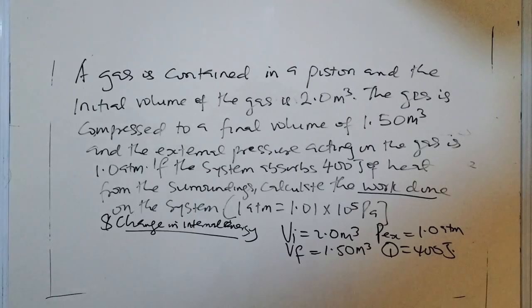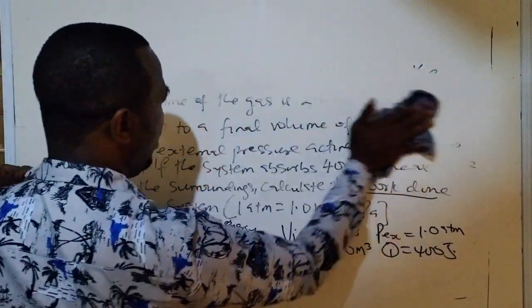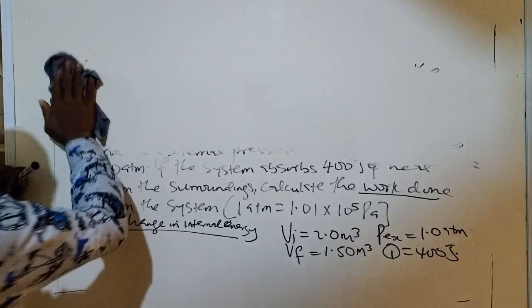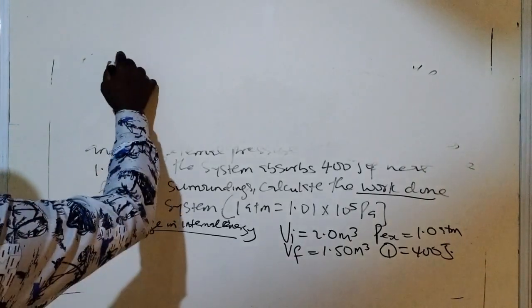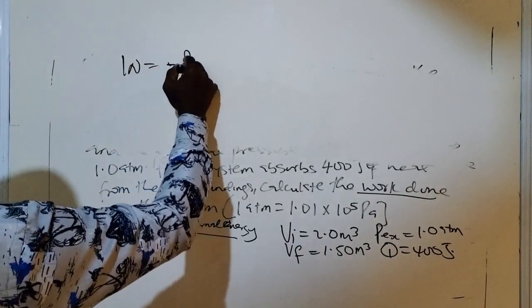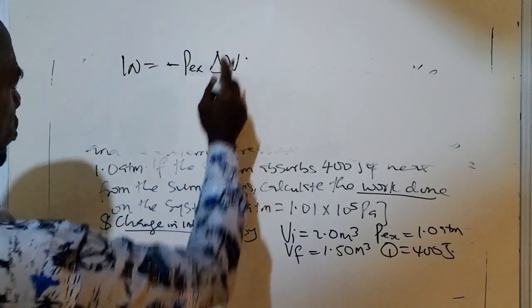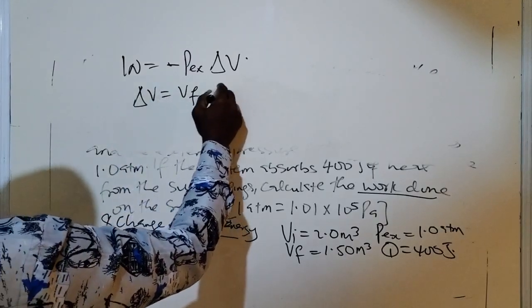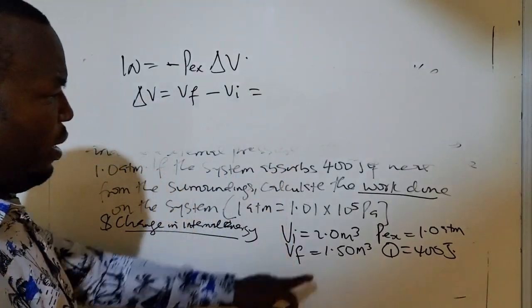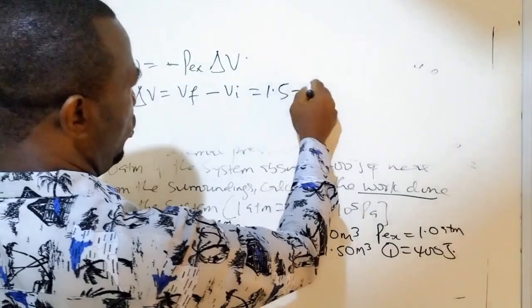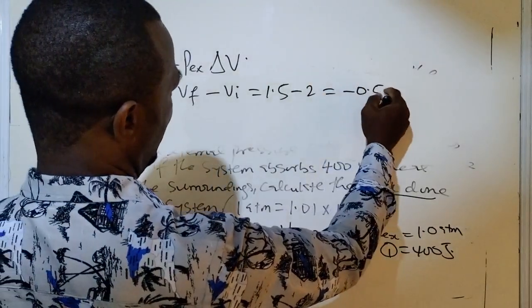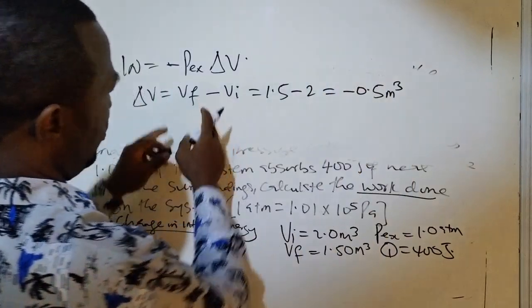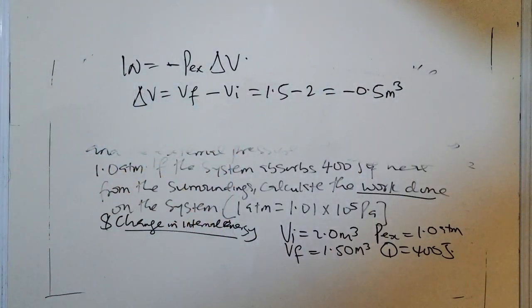So let's work up. Let's wipe the upper part of the board. The first thing we're looking for is the work done. Work done begins by minus P external times change in volume. The change in volume is obtained using final volume minus initial volume. So final is 1.5, initial is 2. We have negative 0.5 meter cube. Why is the change negative? Because the gas is compressed from a higher volume to a smaller volume. So I'll have a negative change in volume.